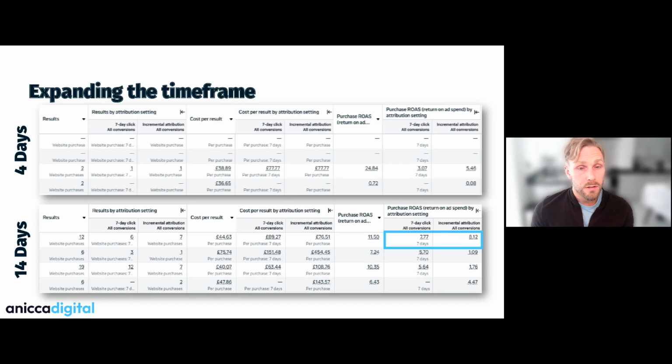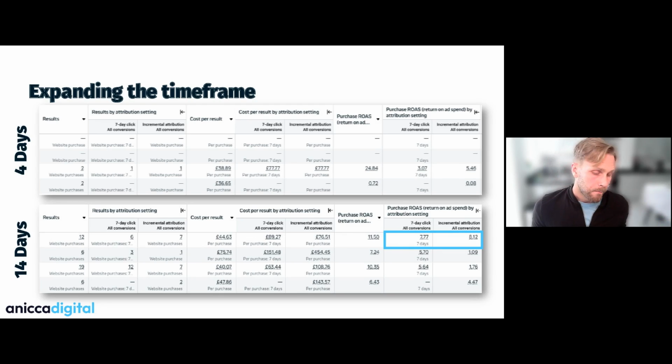So then what we can do is expand the time frame. In the first case, we had it on 4 days. Judging by those 4 days, there's one that's performing and the 3 others are pretty poor. But then we expand it to 14 days, and all of a sudden the one that hasn't achieved a sale in the last 4 days turns out to be the top performer, because if you look at the ROAS based on all 3 windows, it's the highest. So 7-day click is the highest, incremental is the highest, and the standard window is the highest there.